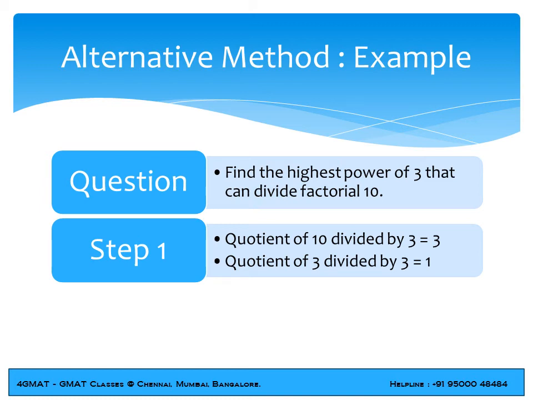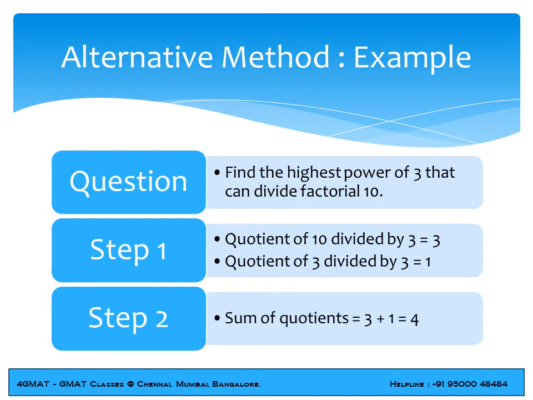The two quotients that we got, the quotient of the first step is 3, the quotient of the second step is 1. The sum of these two, which is step 2, will give us the answer, which is equal to 4.